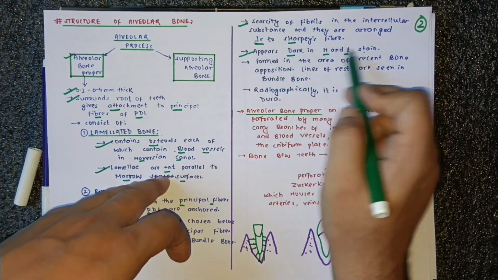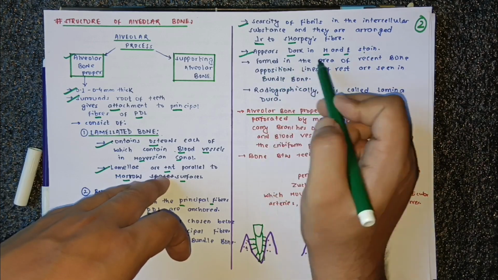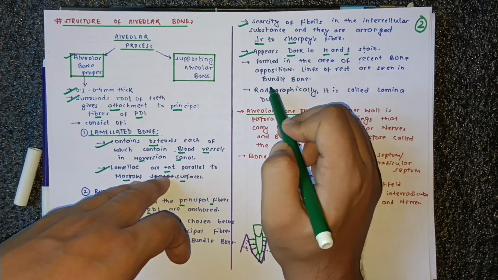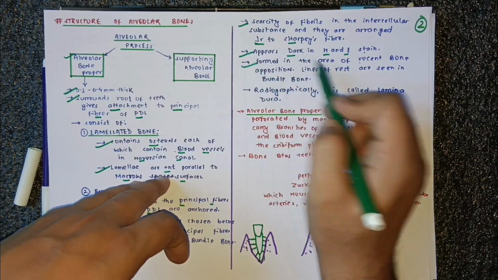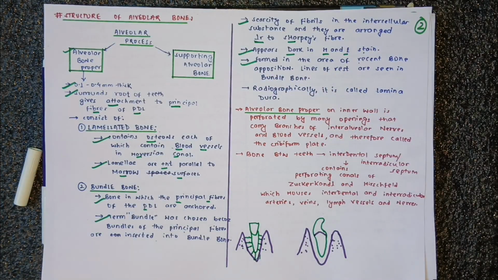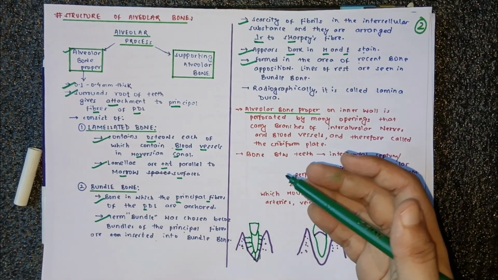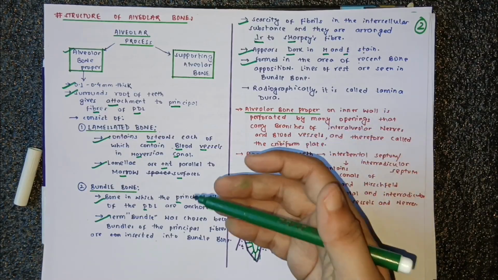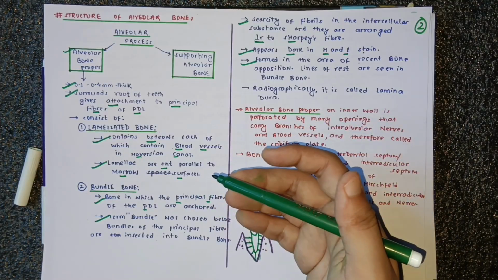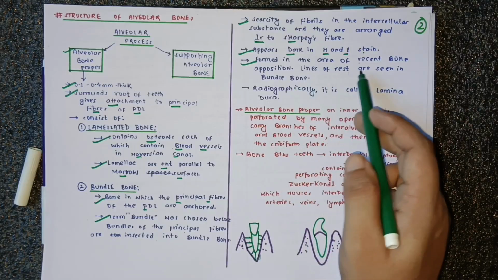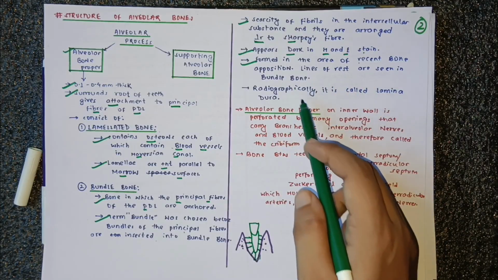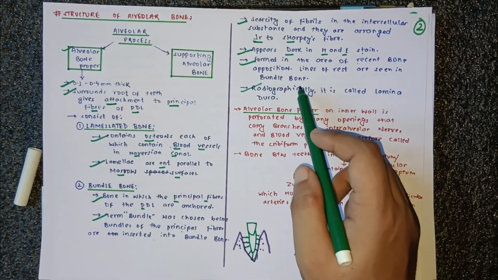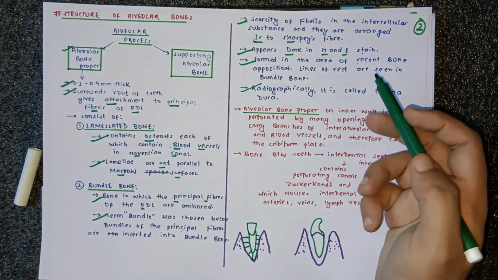It appears dark in H and E stain, and it is formed in the area of recent bone apposition, and lines of rest are also seen in the bundle bone. Area of recent bone apposition means that mineralization is just taking place there, so we can see the lines of rest. After that, radiographically it is called lamina dura. Radiographically the name is lamina dura.